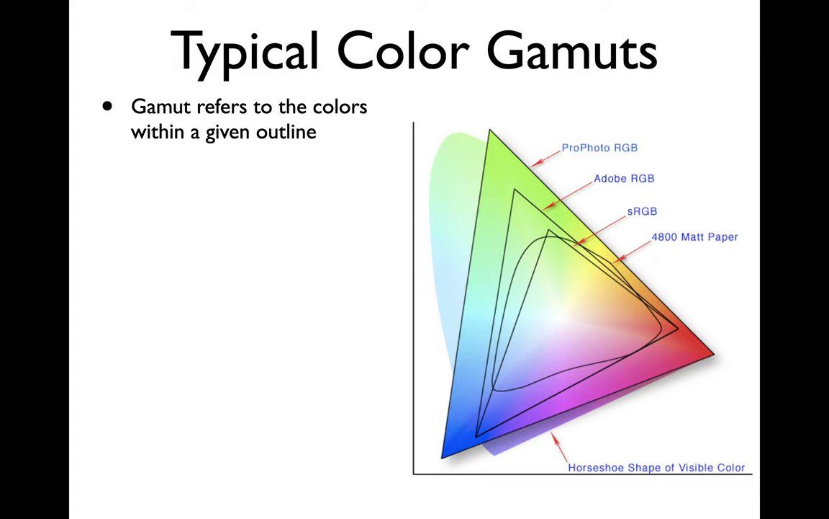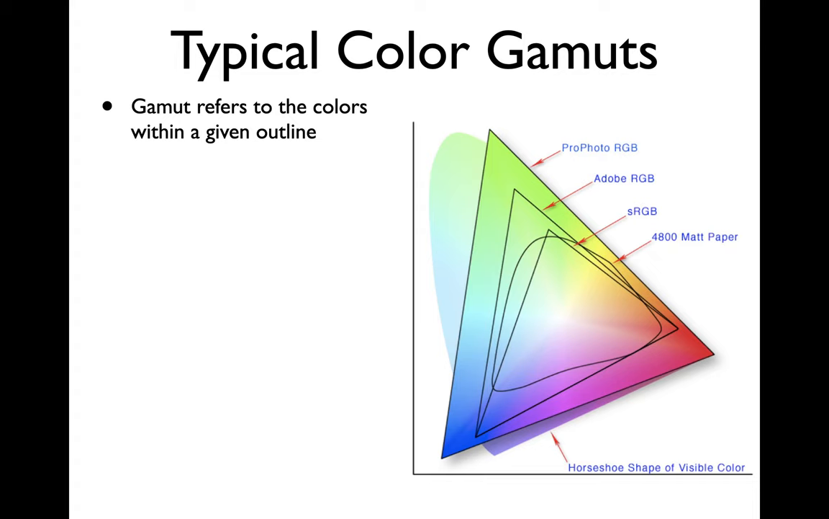Gamuts refer to this. The space that we're talking about, these borders, these edges of it, or the actual space, are called color gamuts. This represents the Adobe RGB color gamut. This is the ProPhoto color gamut. This is the sRGB color gamut.